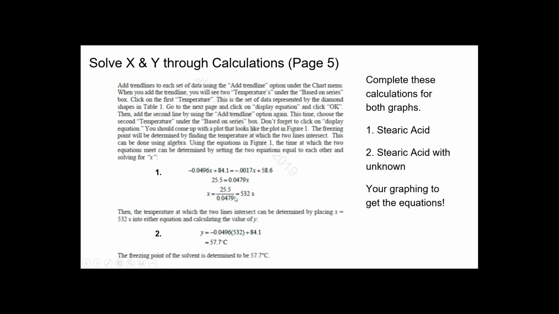You're now going to take this value here and plug it into either of these equations that you have. And that's going to give you the temperature, because you're going to solve for y. So the freezing point of the solvent is determined to be 57.7 degrees Celsius at 532 seconds. These two calculated numbers you're going to need.